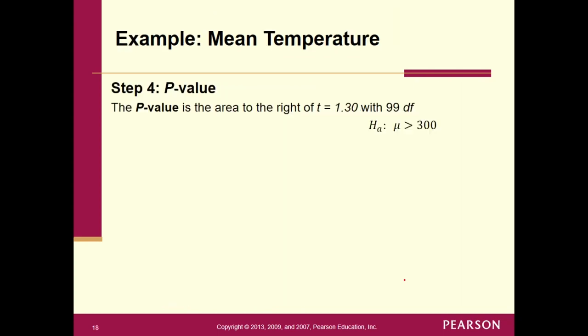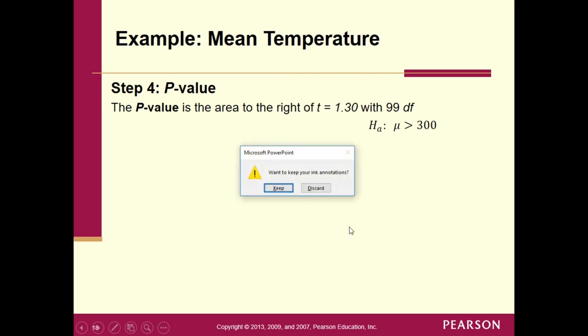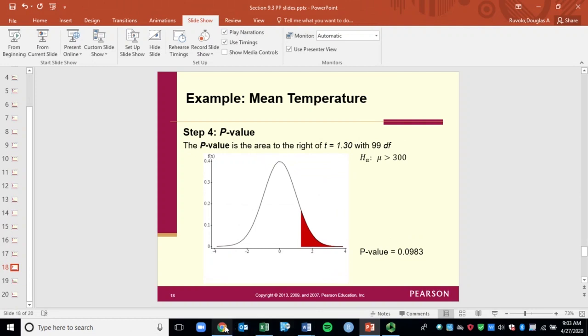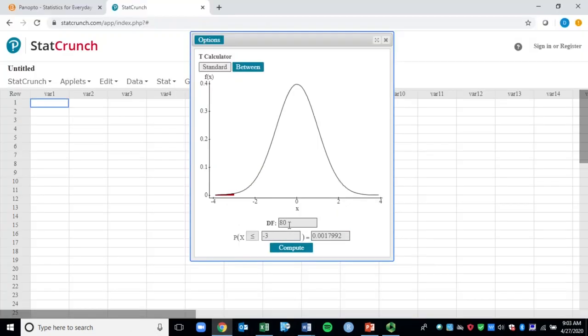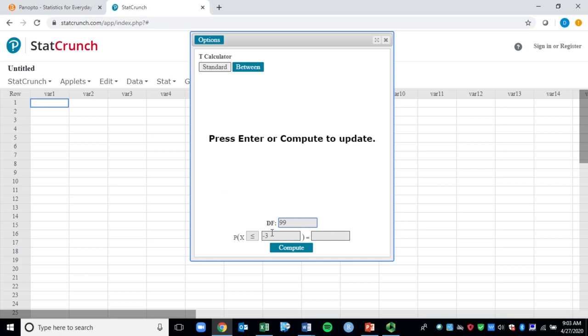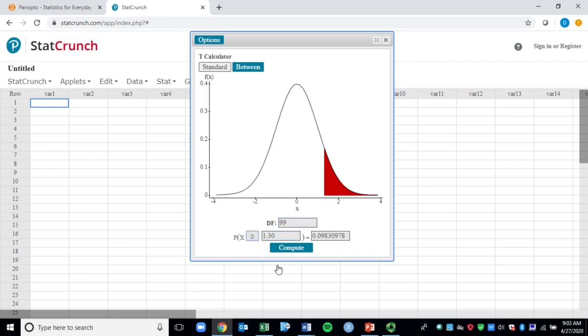P-value, right? So we got a right tail test because we have a greater than sign in the alternative. So we're going to figure out the area to the right of our test statistic of 1.30. And we have 99 degrees of freedom. Okay, so let's go ahead and do that. We'll do it once more. 1.3 and 99. Be careful, we want greater than.